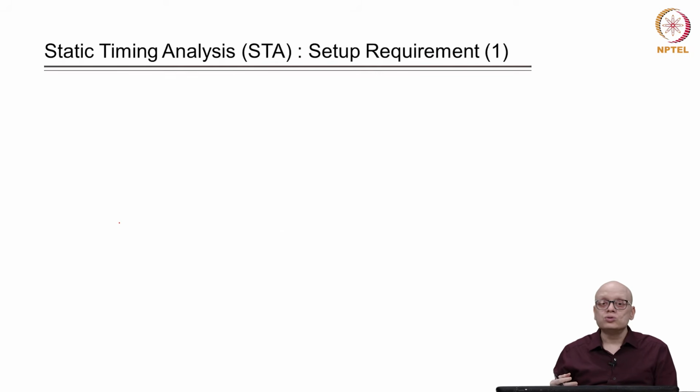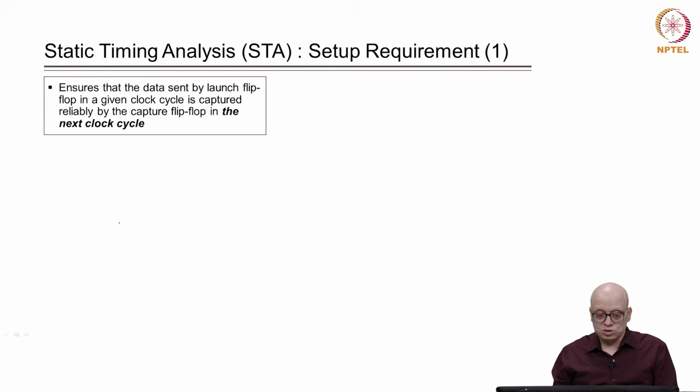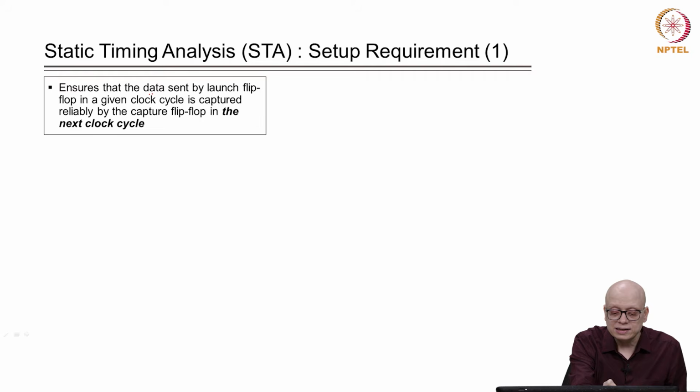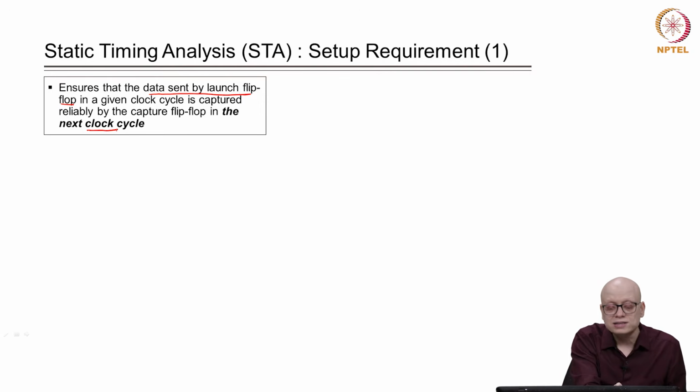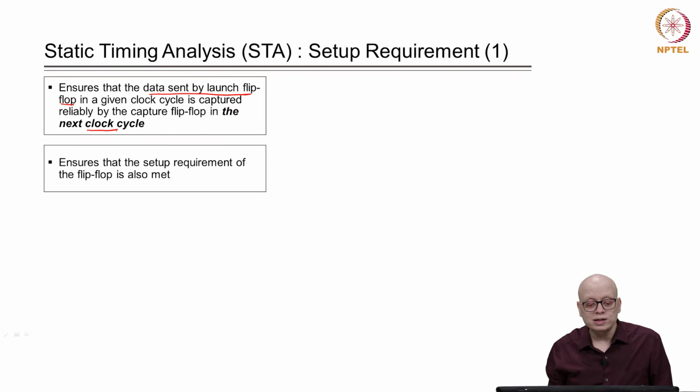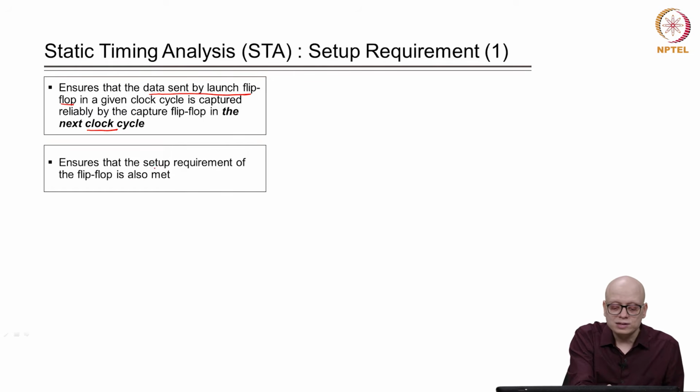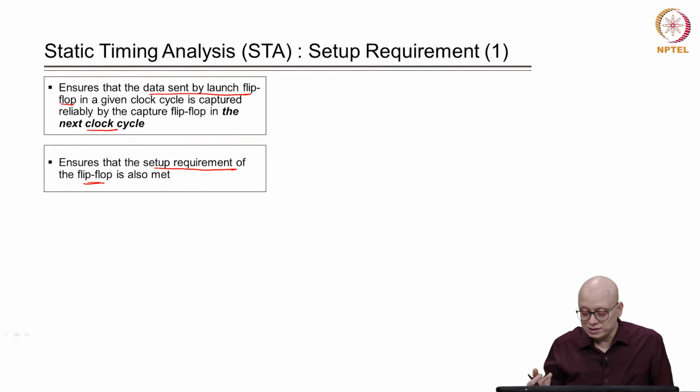So, now let us look into the setup requirement that needs to be met for a realistic circuit, right. In the setup requirement check, what is done by an STA tool is that it ensures that the data sent by the launch flip flop in any given clock cycle is captured reliably by the capture flip flop in the next clock cycle, right. And while ensuring this, the tool will also check for the setup requirement of the flip flop at the capture side. So, let us understand how the tool does this, right.